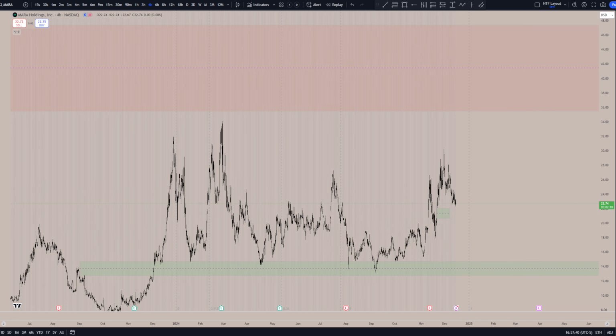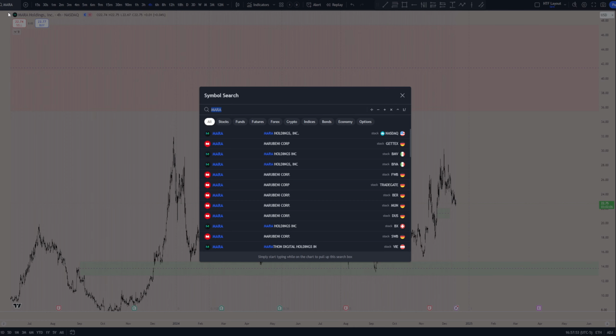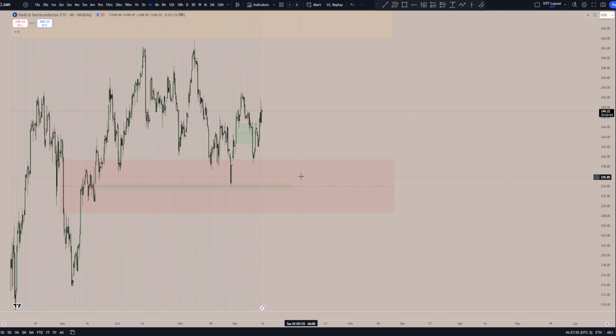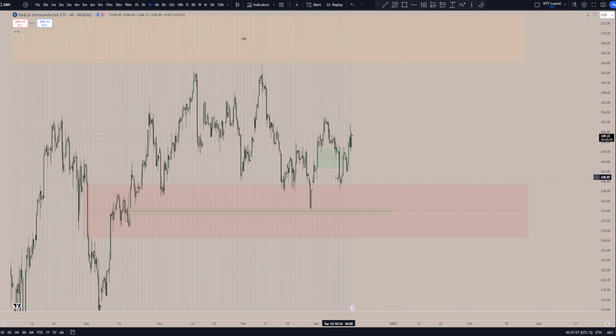Let me see here. SMH could be a nice sympathy play for TSM as well. AI is going to feel growth in these sectors. Thank you, Alex, for that. Well, I guess I'll go buy my Christmas present for next year. Thank you for that. And we've been looking at SMH, and we've been bullish on this one around this area.